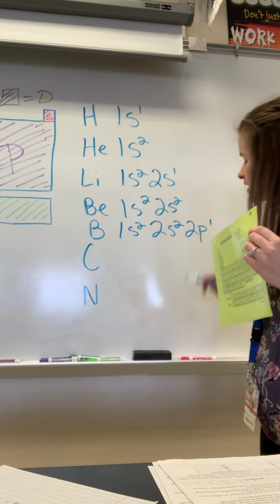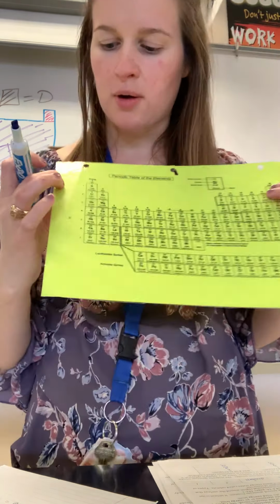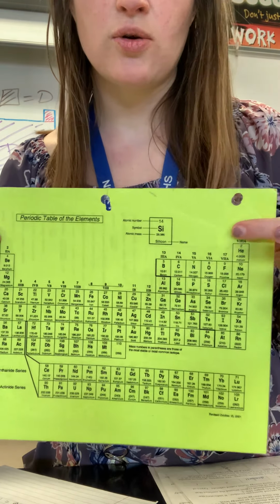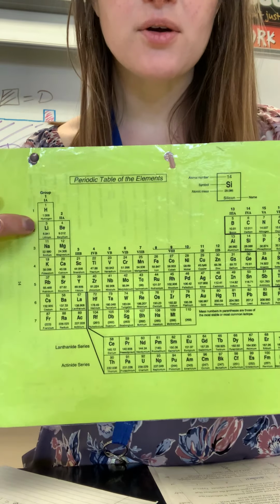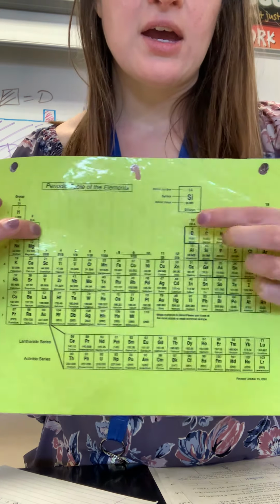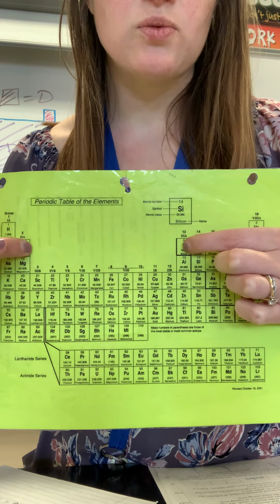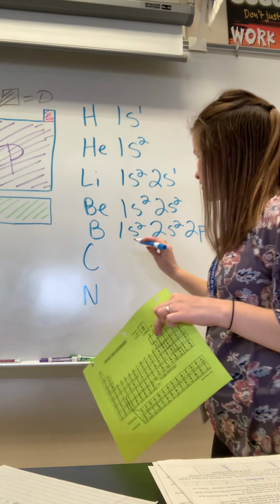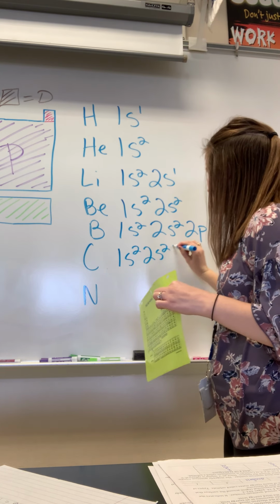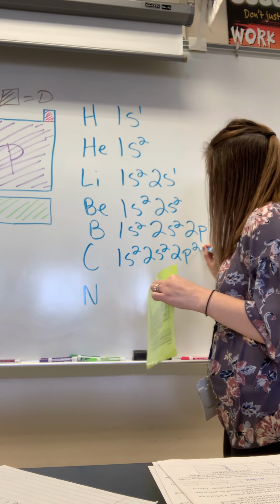And so I'm going to do the same thing again, but now I'm doing it for carbon. So we're going to say 1 S section, and there's 1, 2 of them. Then we're going to go 2 S section, and there's 2. And then now we're over here, 2P, and then it's 1, 2. So all together, that's 1s2, 2s2, 2p2.